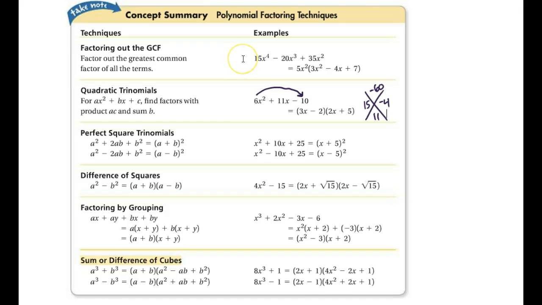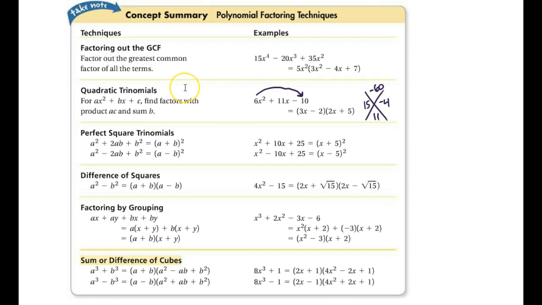In the example that we're given, we notice that 5x squared is a GCF, so that's what we factor out. Whatever is remaining is what you divide by 5x squared. So the original polynomial divided by 5x squared gives us 3x squared minus 4x plus 7. So that's what's inside the parentheses.